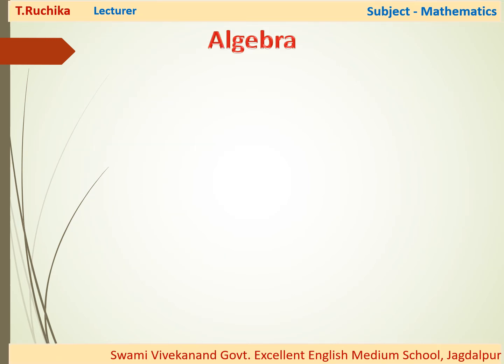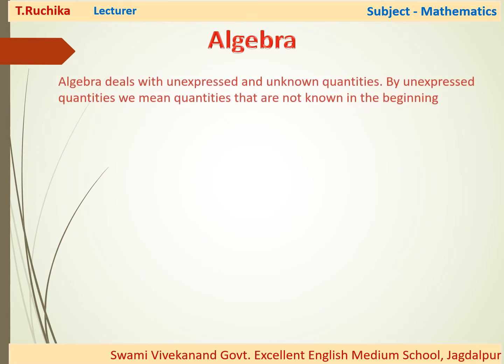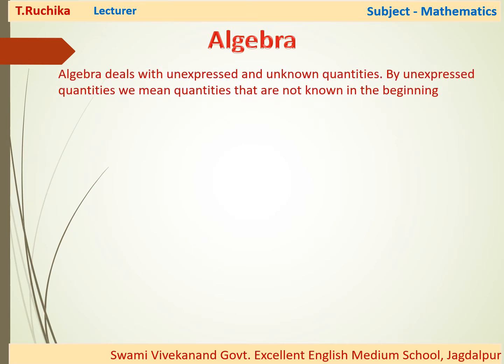We study algebra from this. There are quite a few similarities in the formation and principles of algebra and arithmetic. The major expressed difference in these two is arithmetic deals with expressed known quantities and algebra deals with unexpressed unknown quantities. By unexpressed quantities, we mean quantities that are not known in the beginning.